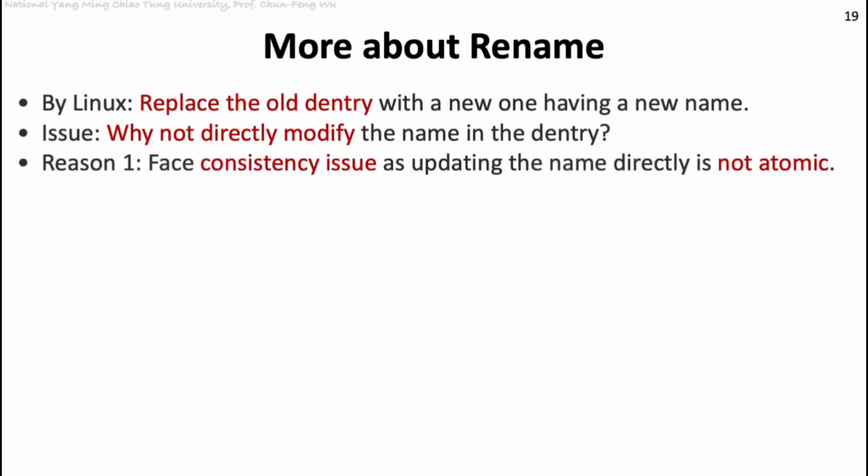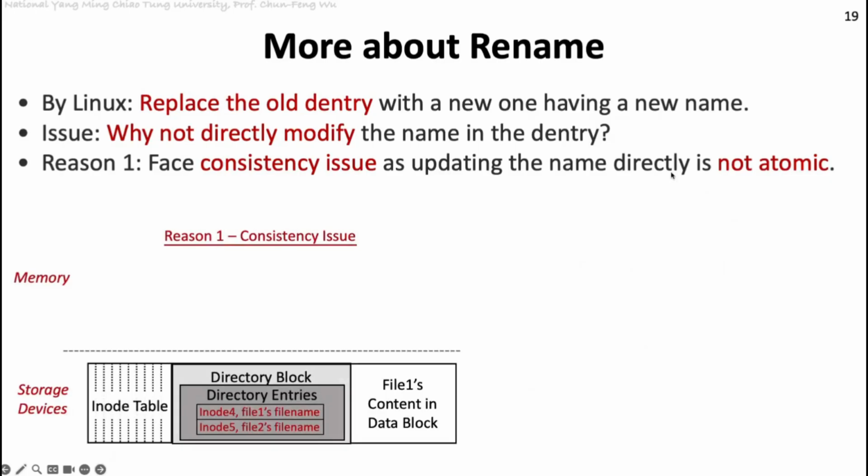There are a lot of reasons, but these two are easier to understand. The first one is the consistency issue. The reason is that updating a name directly is not atomic. So this is the example for reason one.